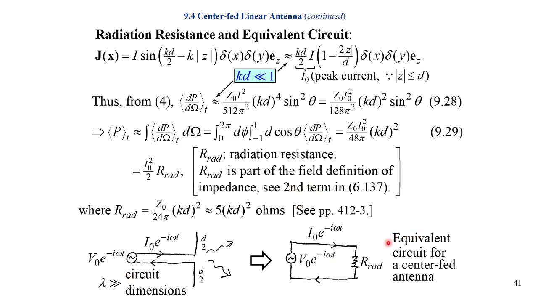Okay, so we can write an equivalent circuit for a center fed antenna. This one, Z0 is 377 for the vacuum. 377 divided by 24 pi, 3.14. So eventually we got roughly about 5 kd square. We know kd is small, so the radiation resistance, the ohm, is quite small here. So you can expect we have low radiation resistance. Okay, let's move on.